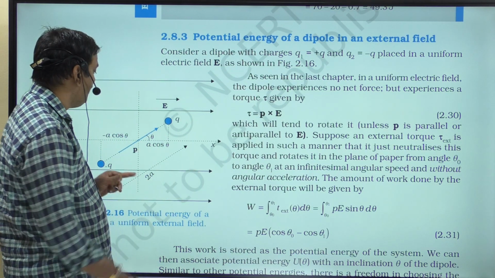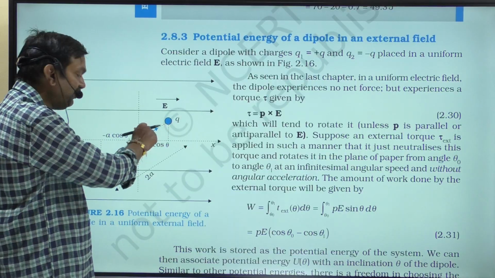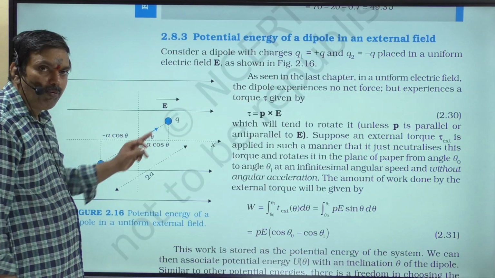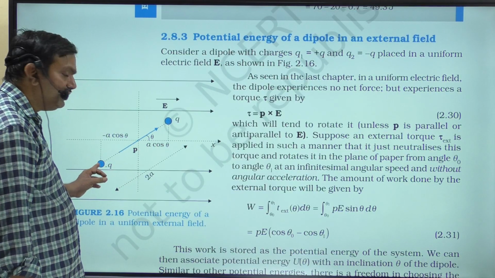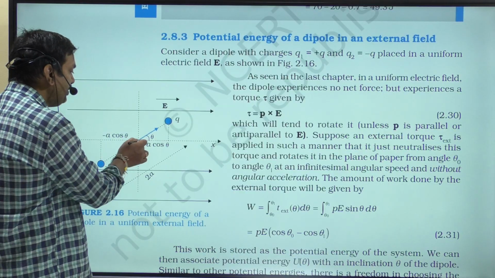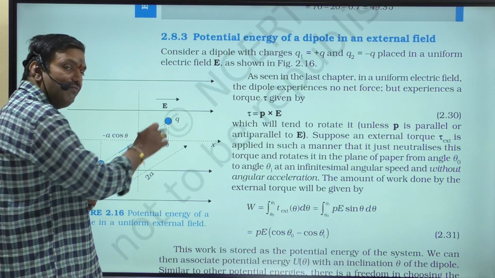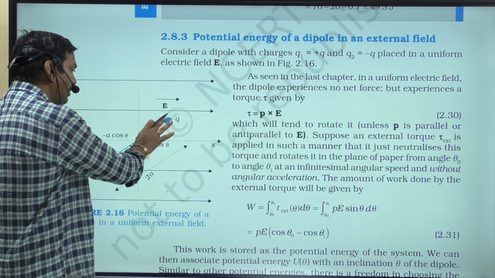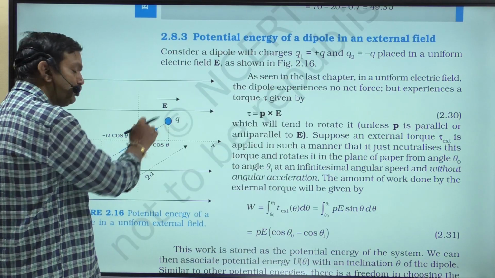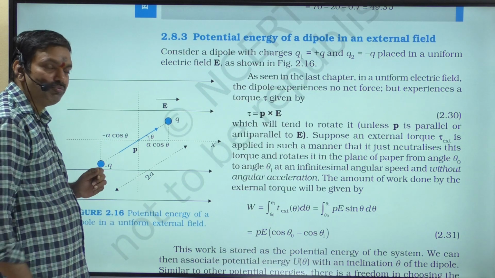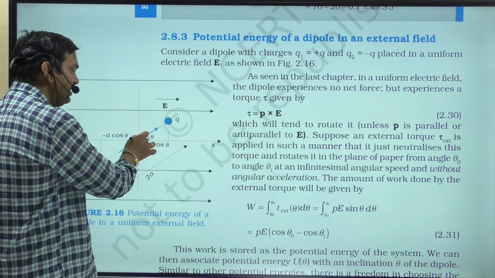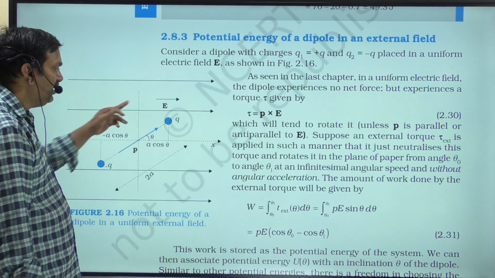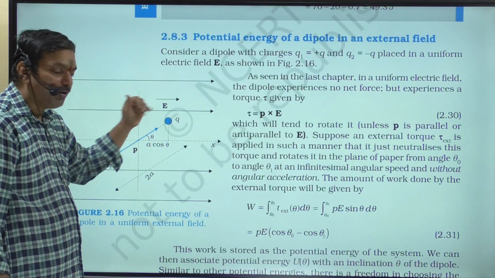Now let us try to understand. As shown in the figure, a dipole is kept in a uniform external field, right? This dipole has charges, one is plus q and the second charge is minus q. Now observe here, it is making an angle theta with the direction of the field. Because the total distance from positive charge to negative charge is 2a, half of the distance becomes a, and this becomes a cos theta and this is minus a cos theta. Fine. So it is shown that the direction of the electric field is from left to right.